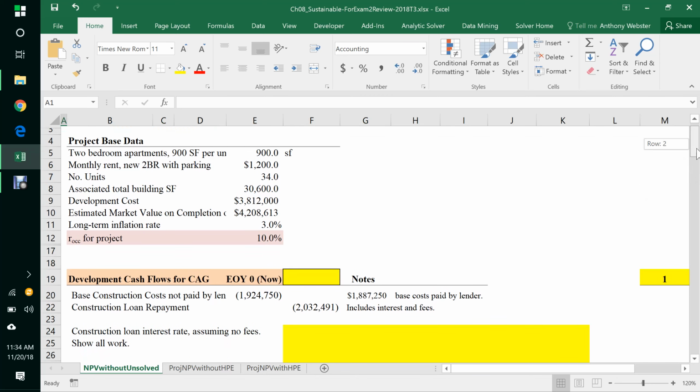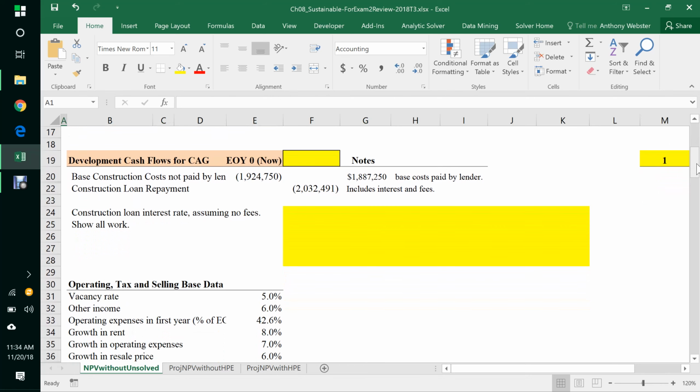Okay, so we have our problem-based data up above, and phase one, of course, is development. So what's happening with development? You've already been tested on that, so a lot of information is given. We've got what the sponsor is paying for the development, which is basically everything that the lender is not. And I've also given you the construction loan repayment. And I've given you really a good suggestion on how to lay out your columns because this is EOY 0.